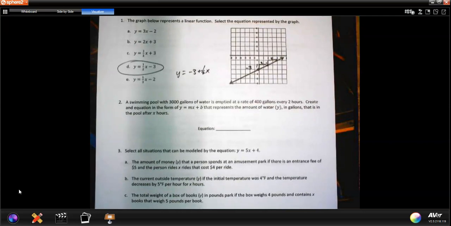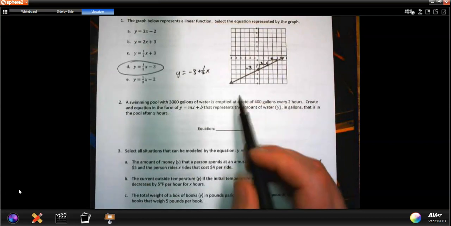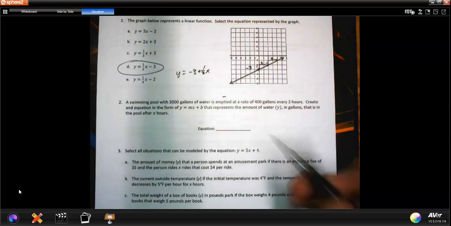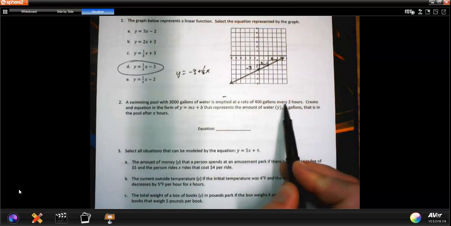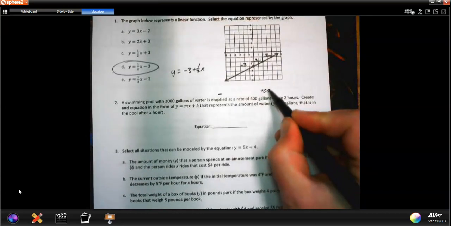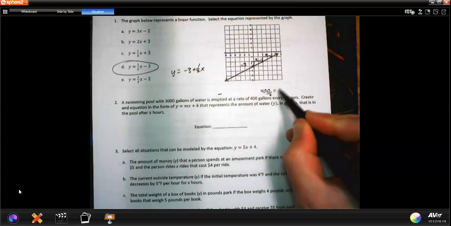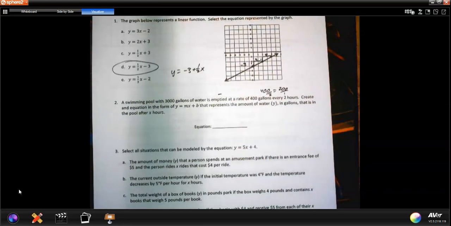A swimming pool with 3,000 gallons of water is being emptied. Ooh, that means a minus. At a rate of 400 gallons every 2 hours. 400 gallons in 2 hours. That's the same as 200 gallons in 1 hour.